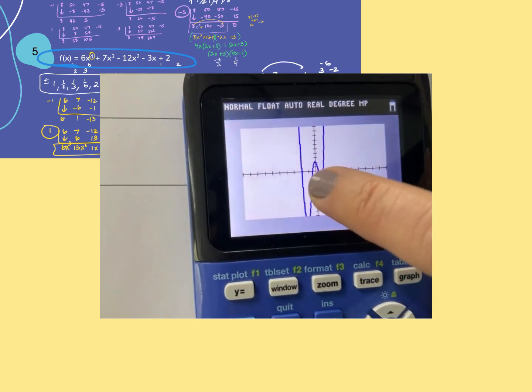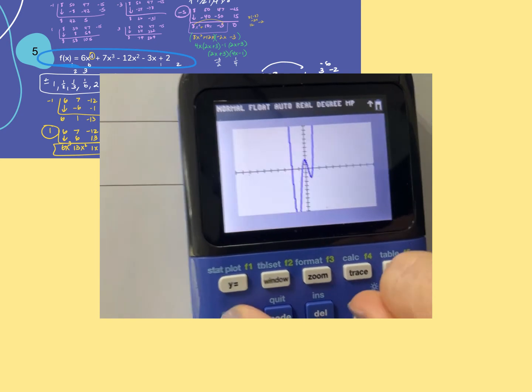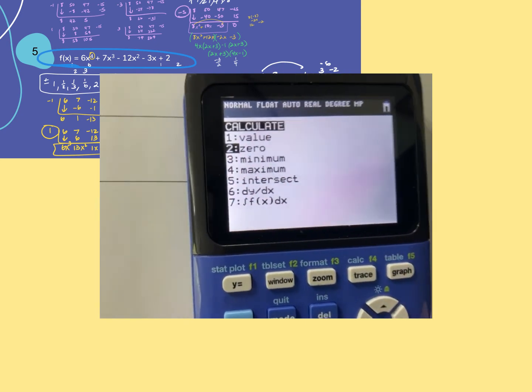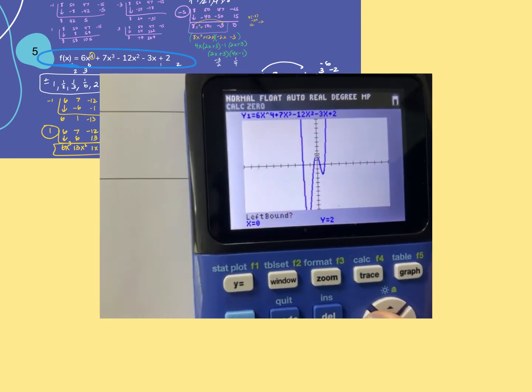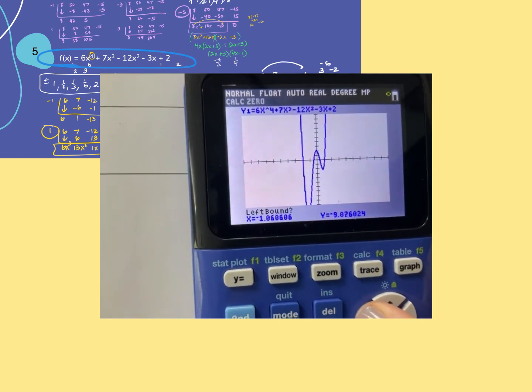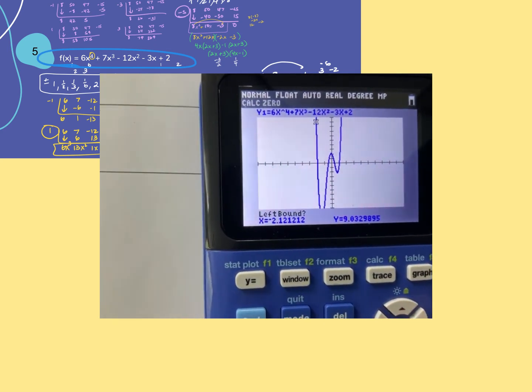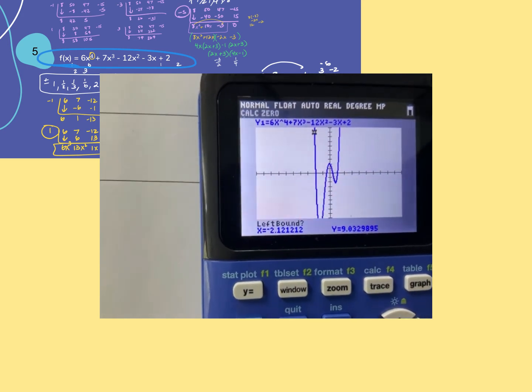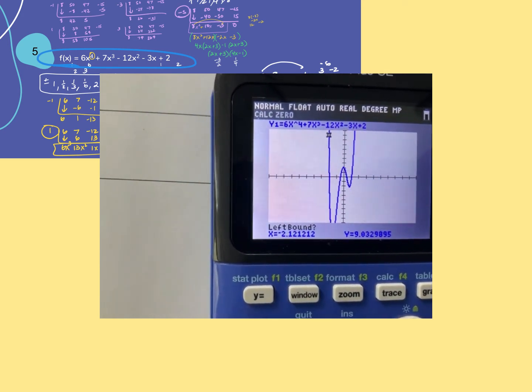Let's say I want to get this first 0 on the left. I go second, trace, and I go to 0. I hit enter. It's asking me to go left of that 0. So I'm going to go left all the way till I pass the 0. It could be there. It could be, nope, that's it. It's got to be left of it. That's all. I hit enter.